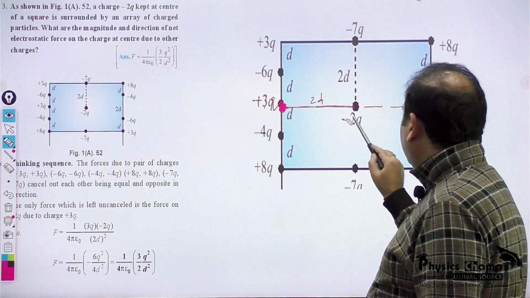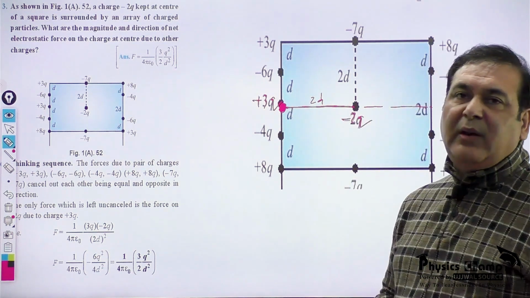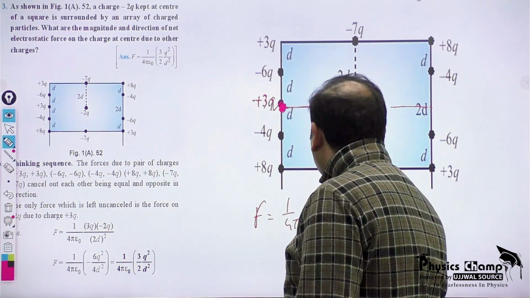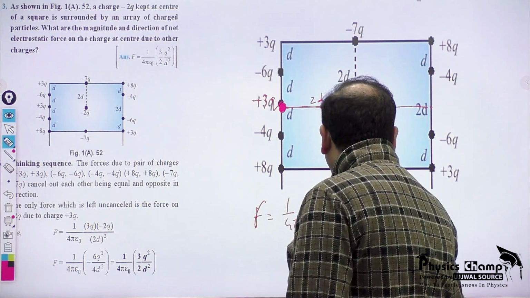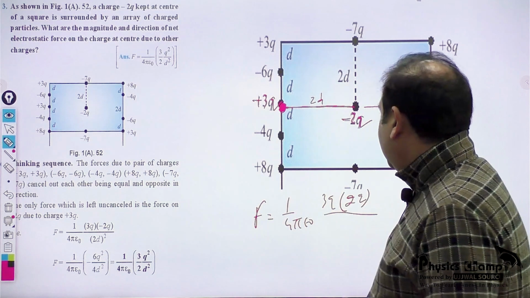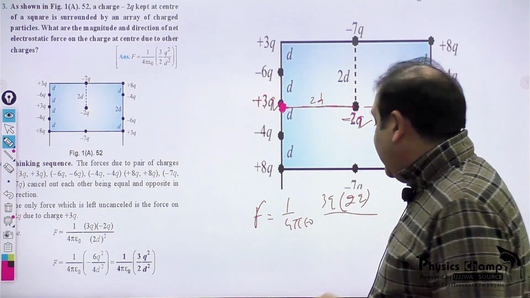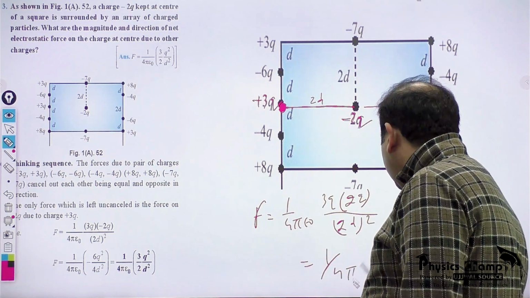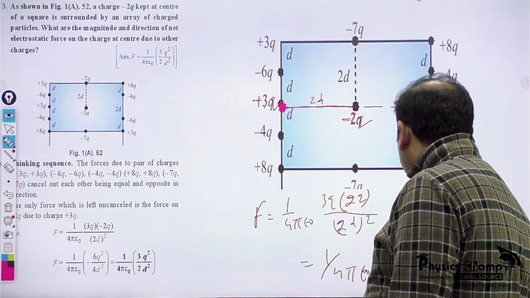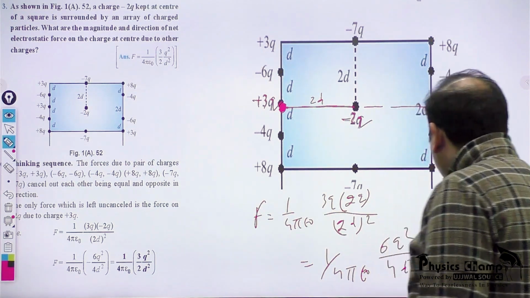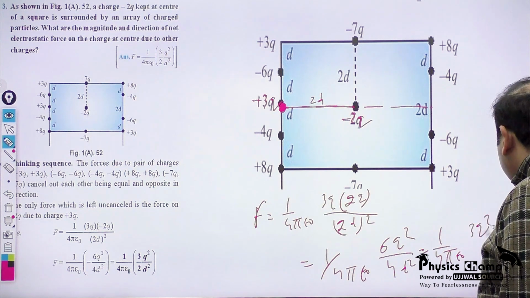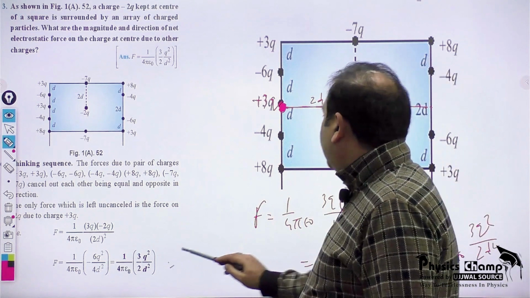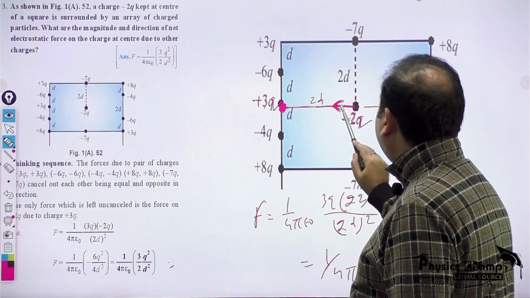So this is plus 3q and this is minus 2q. They are only going to have a force of attraction, and this will be 1 by 4 pi epsilon naught, 3q and 2q. I should not put the sign here because I am just talking of the magnitude. I know it is going to be an attractive force, divided by 2d square. So 1 by 4 pi epsilon naught 6q square by 4d square, or 1 by 4 pi epsilon naught 3q square by 2d square.